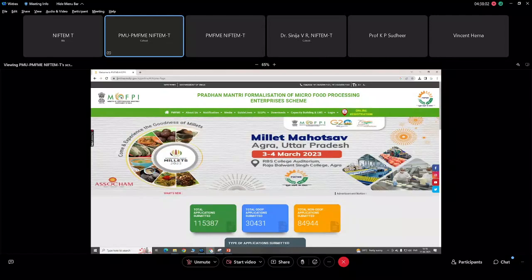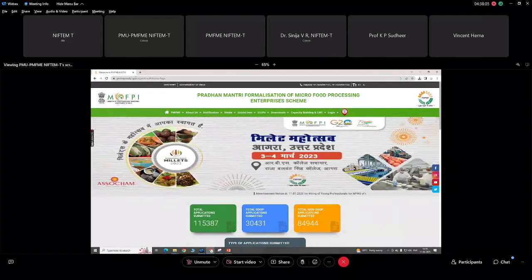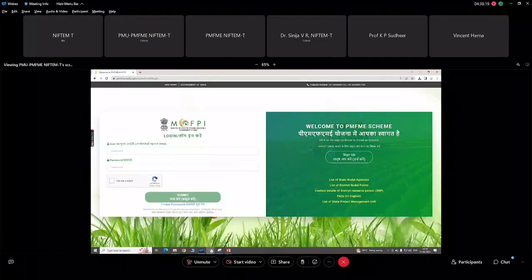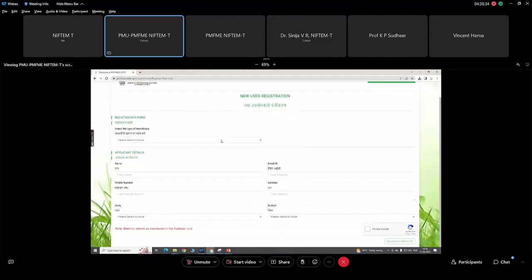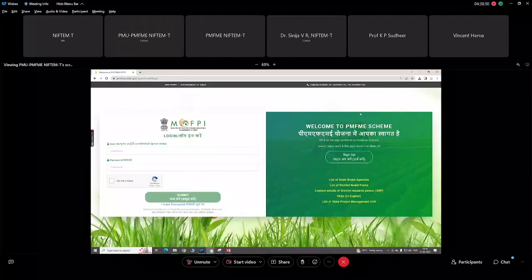The web link is pmfme.mofpi.gov.in. At the right end corner, you can see the online registration. So basically how the page will look like. So in this, sign up for new registration. So the new user registration form will appear. Here you can select whether your application is individual or group application, or you are applying for common infrastructure application. Then you can enter all your personal details. Then you can register under this scheme. Here you can find the list of state nodal agencies.